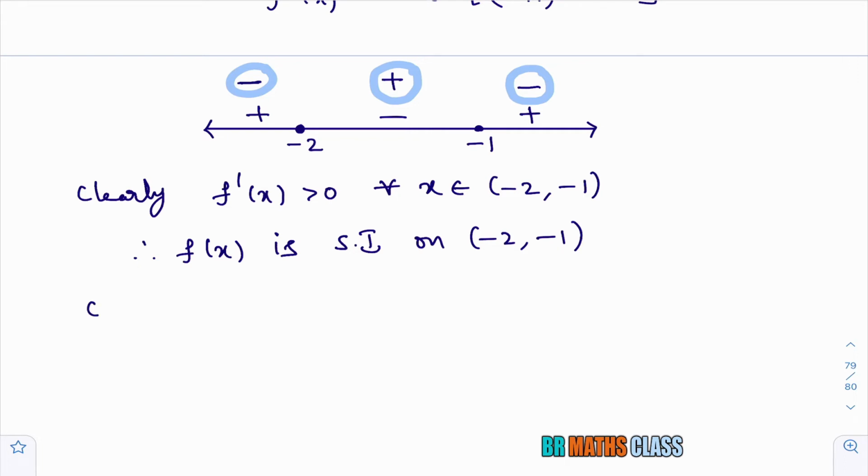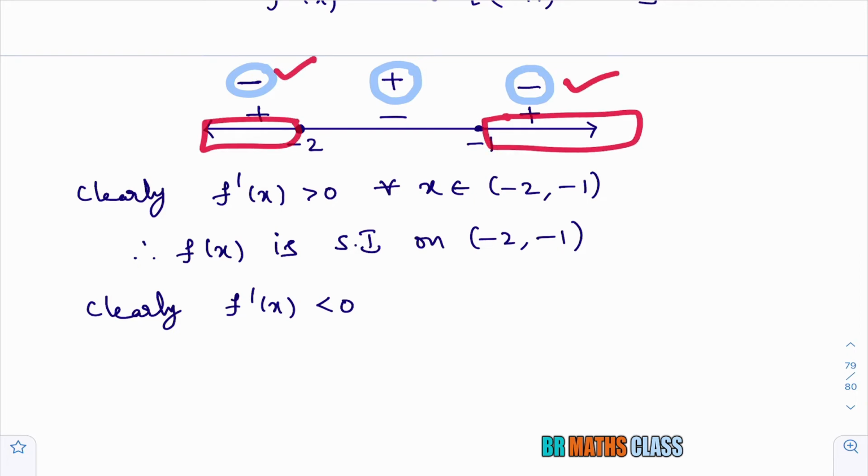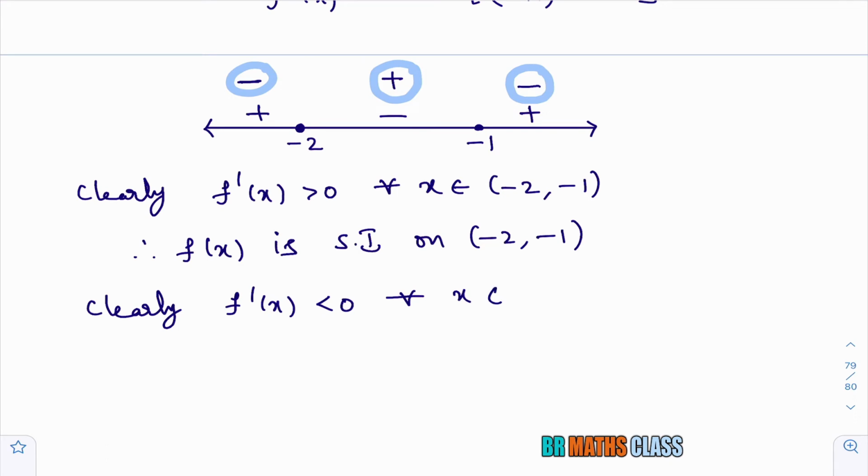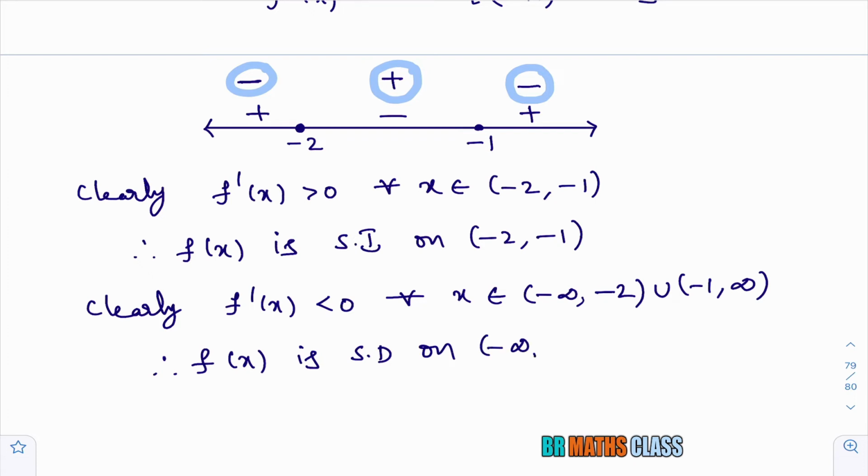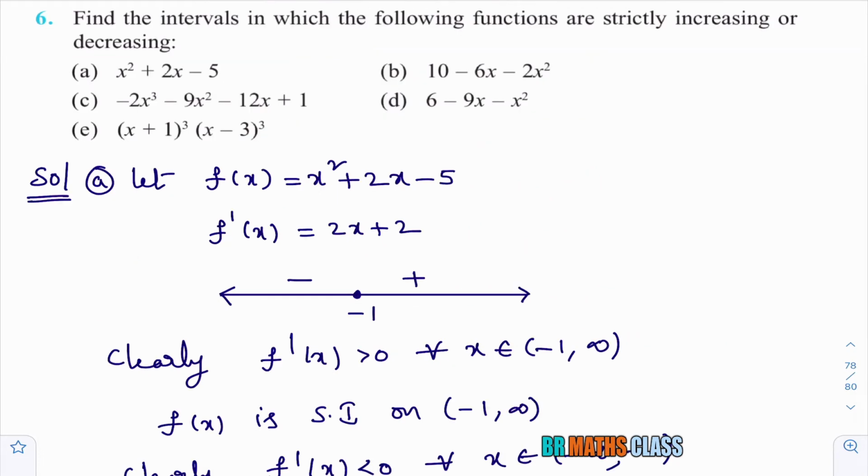Good. Similarly, clearly f dash of x is less than 0. You observe here, as I am considering these signs, this is the zone f dash of x is less than 0 and this is the zone f dash of x is less than 0, for all x belongs to open interval minus infinity to minus 2 union minus 1 to infinity. So what I can say? I can say that f of x is strictly decreasing on open interval minus infinity to minus 2 union minus 1 to infinity. This third bit is completed.